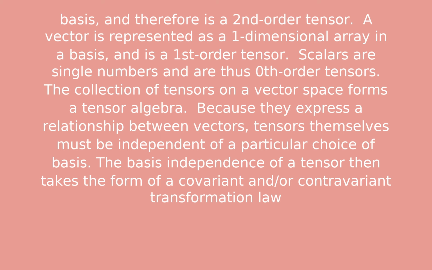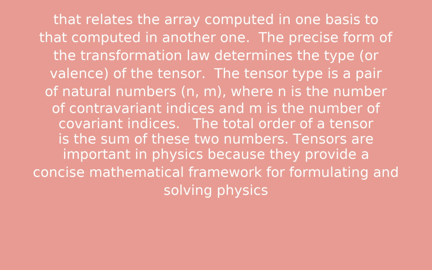The collection of tensors on a vector space forms a tensor algebra. Because they express a relationship between vectors, tensors themselves must be independent of a particular choice of basis. The basis independence of a tensor then takes the form of a covariant and/or contravariant transformation law that relates the array computed in one basis to that computed in another one. The precise form of the transformation law determines the type of the tensor.